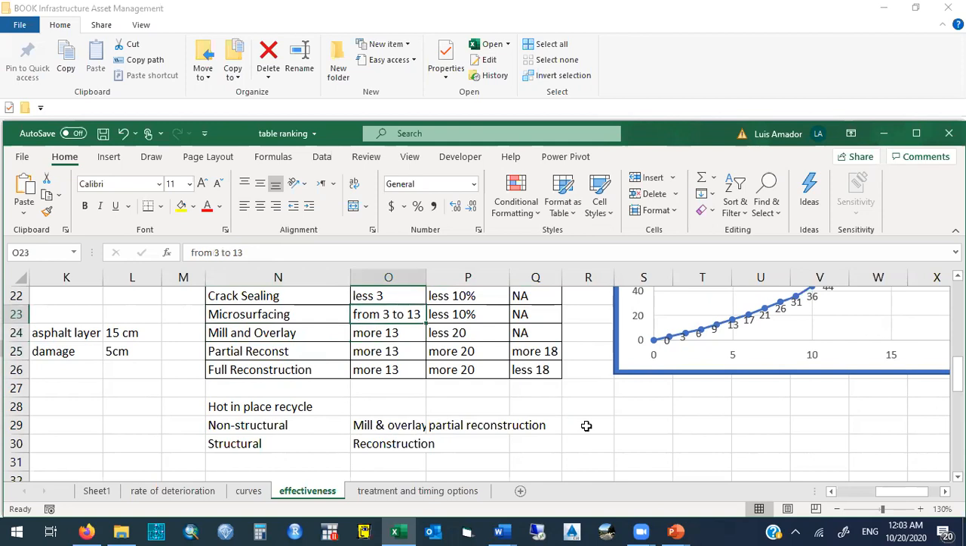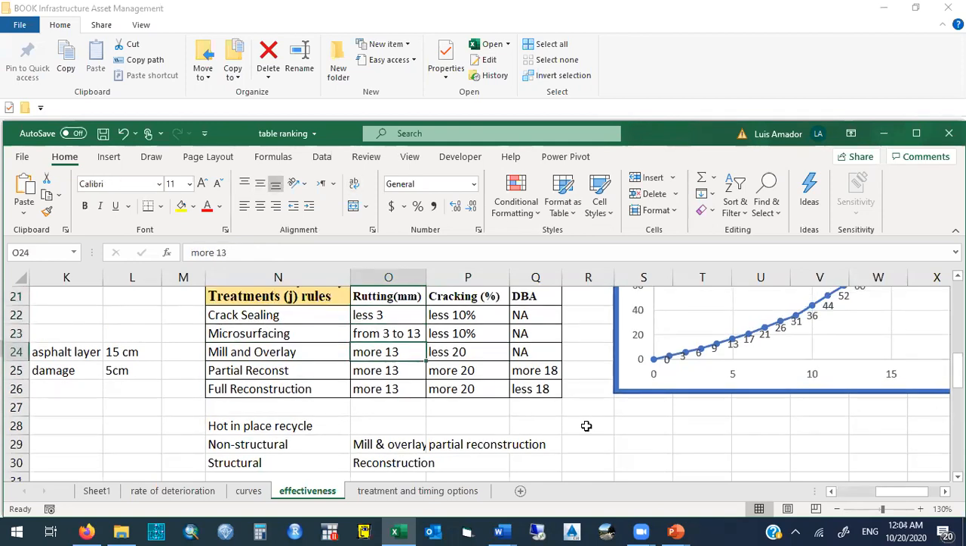So I was saying for mill and overlay, you need more than 13 millimeters in rutting and cracking up to 20%. Yes, Cameron. So when we say percent, are we calculating percentage area of the cracking, of the damaged pavement, or how are we estimating this? They have two types. They have one type that is the percentage on the wheel path, and they have a percentage that is general on the entire lane. This is lane percentage. Lane percentage, okay. But they also have wheel path percentage, which I'm not talking about now, because the story is similar, but let's think it's lane percentage.